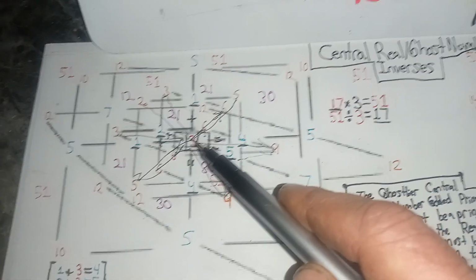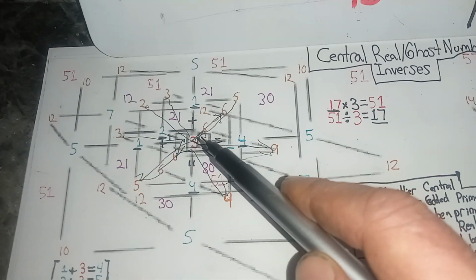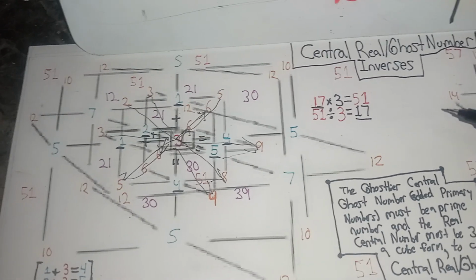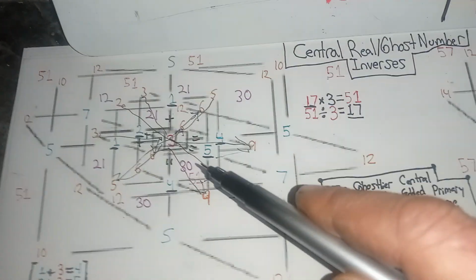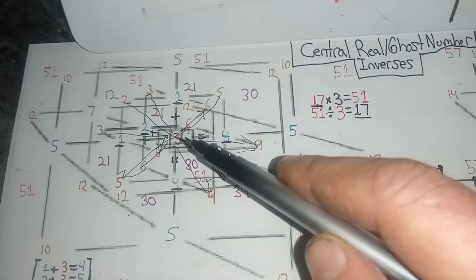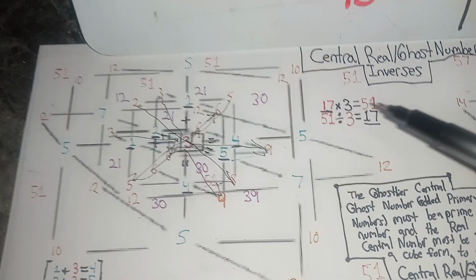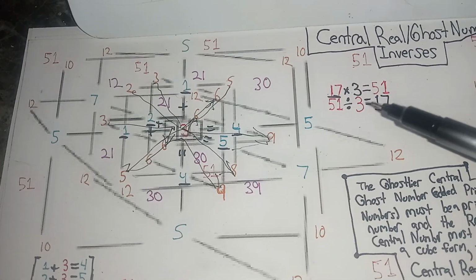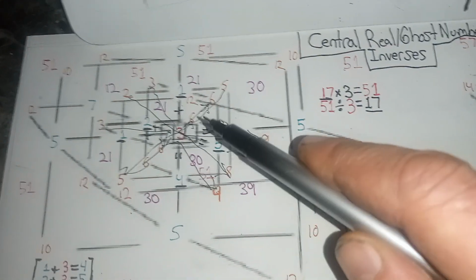I call it a real number. 3 is a real number, and so is 17, but 17 is a prime number, and it has to be prime. I conjecture that prime numbers are the only numbers, the only central ghost numbers, along with this hybrid 3 real number, that can create inverses like this. And I'll get to what an inverse is.